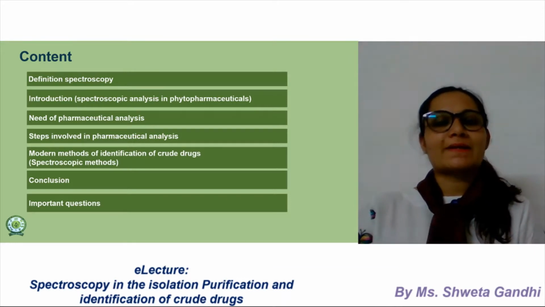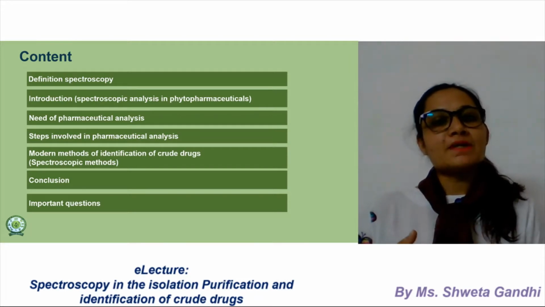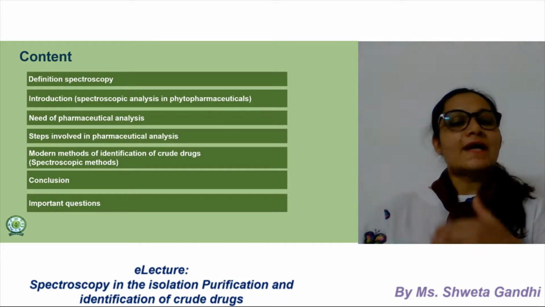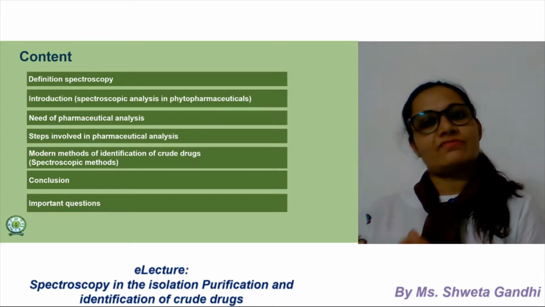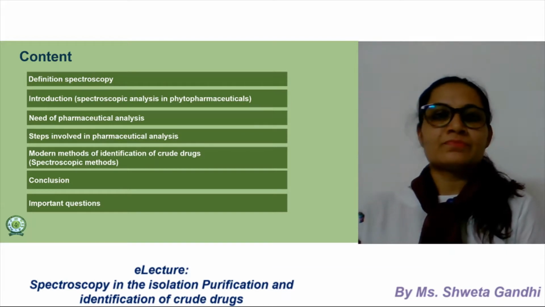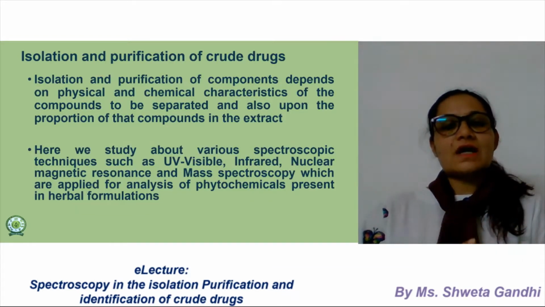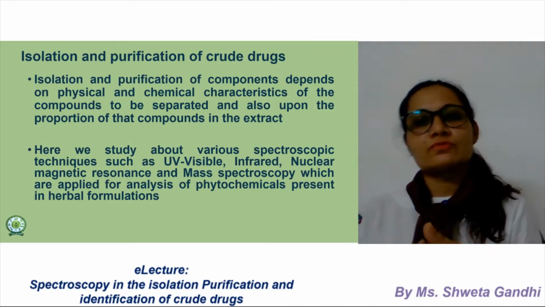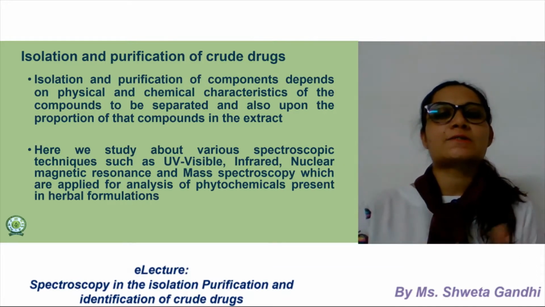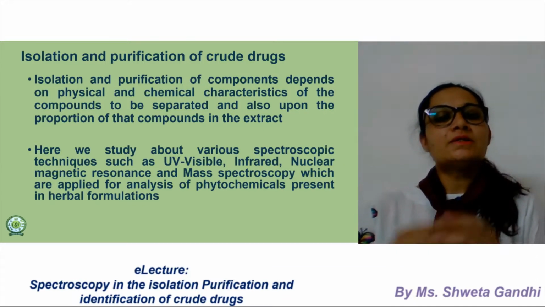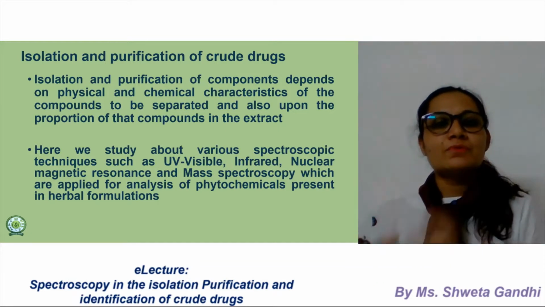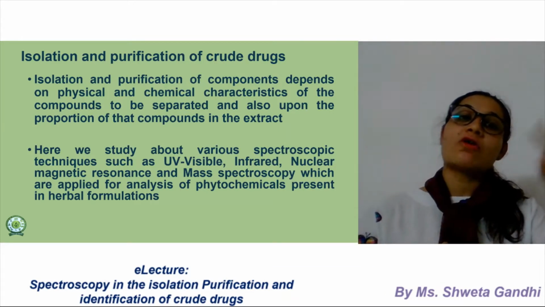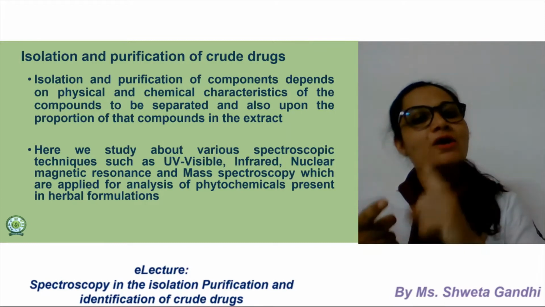What is the need of spectroscopy in pharmaceutical analysis? The main portion of spectroscopy is used in pharmaceutical analysis. Then I will explain the importance of each and every method used in spectroscopy. Now, first, isolation and purification. You are all clear about the isolation and purification of crude drug, because in previous lectures I have already explained it. The main thing is that the isolation and purification of any compound depend on the physical and chemical characteristics of that compound which is to be isolated or separated.